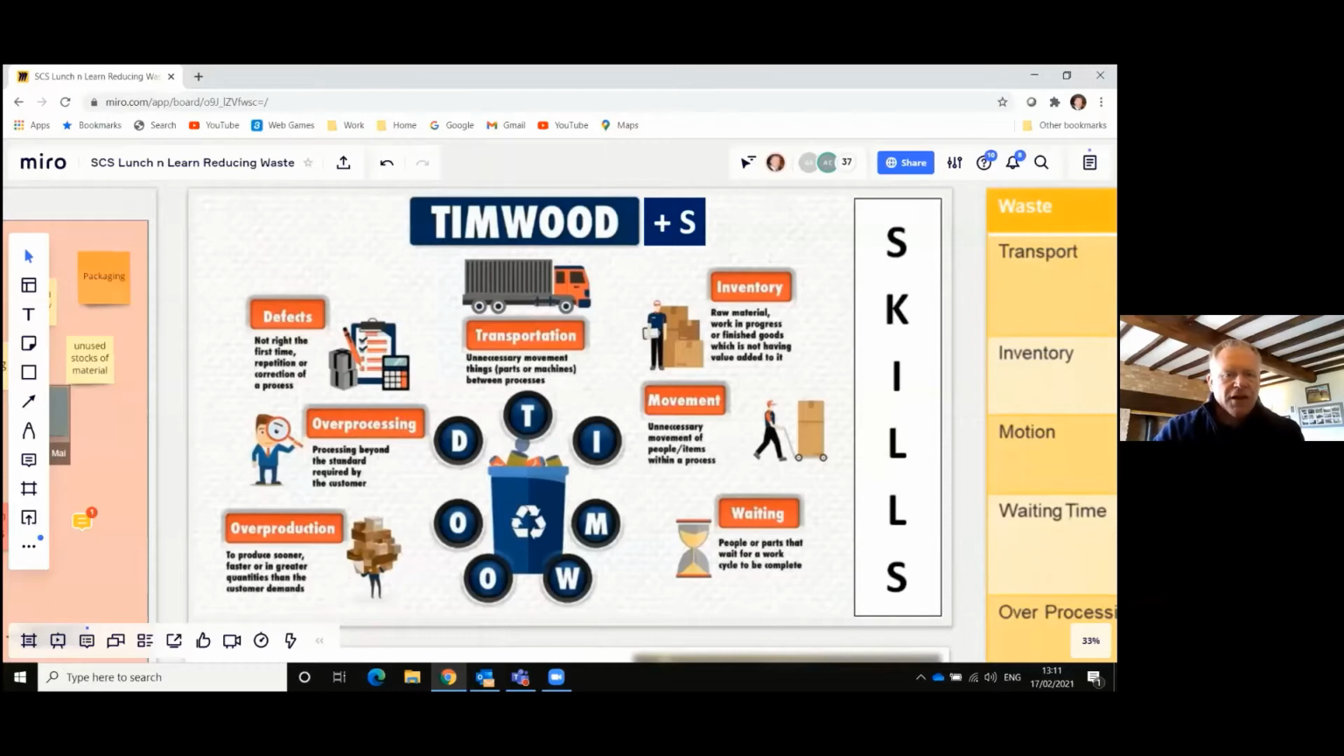And then finally, defects. These are things that don't go right first time. These are things that are brought to site that can't be used. These are things that have been stored in inventory somewhere and been damaged, either through transportation or movement, or not being used when they should be used.